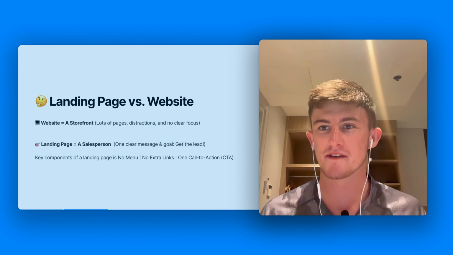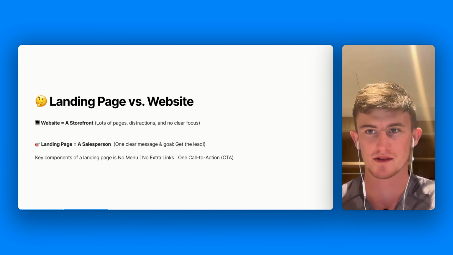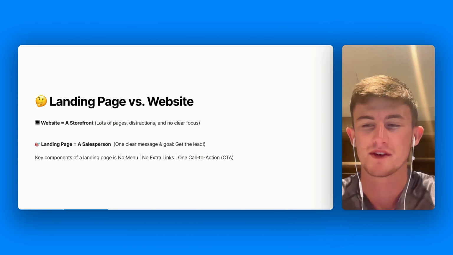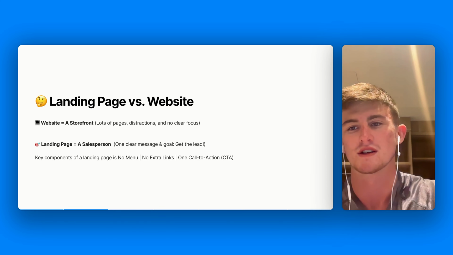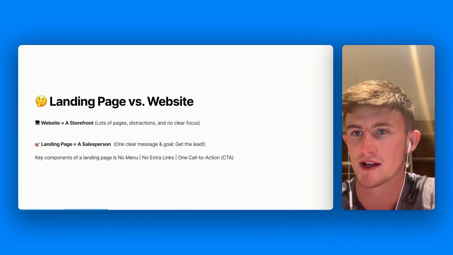Firstly, what's the difference between a landing page and a website? The difference is absolutely everything when it comes to getting leads from your ads. If you're running ads and you're directing the traffic to a website, you're losing so much money. Doesn't matter if it's a Google ad or a Facebook ad. If you're running any type of advertising to a website, you're losing so much money and so many potential leads.